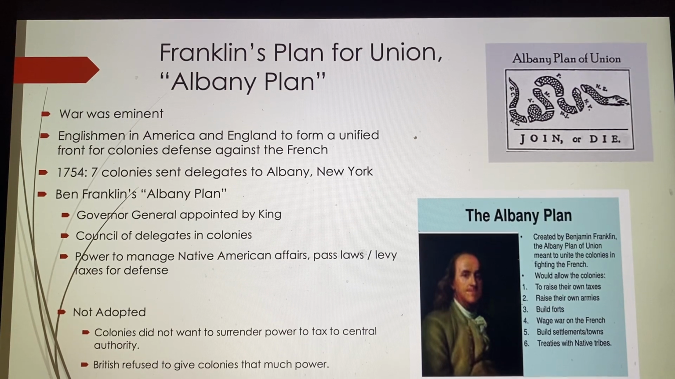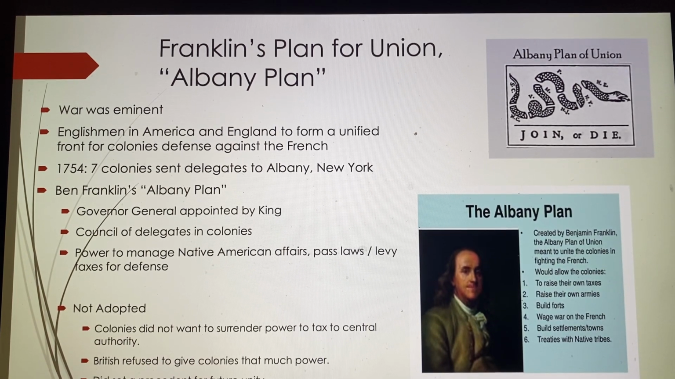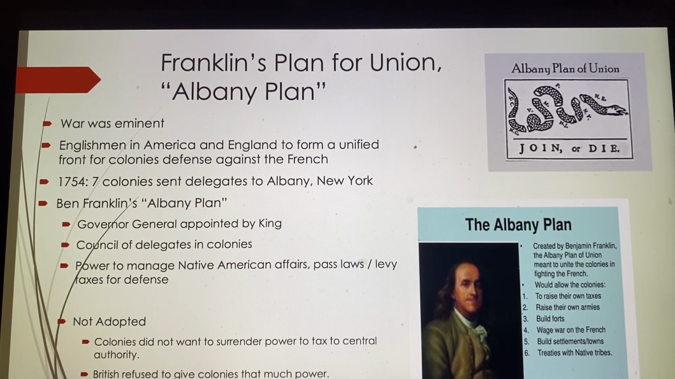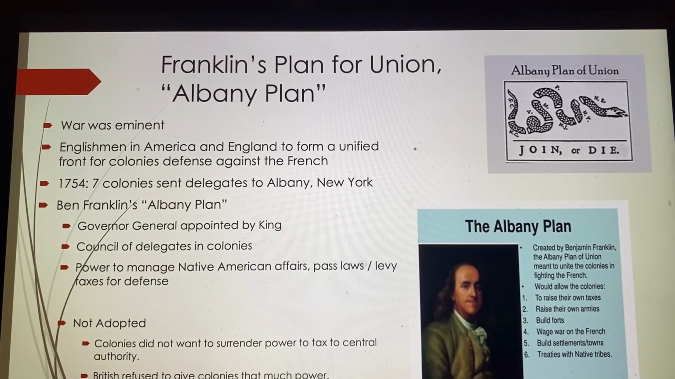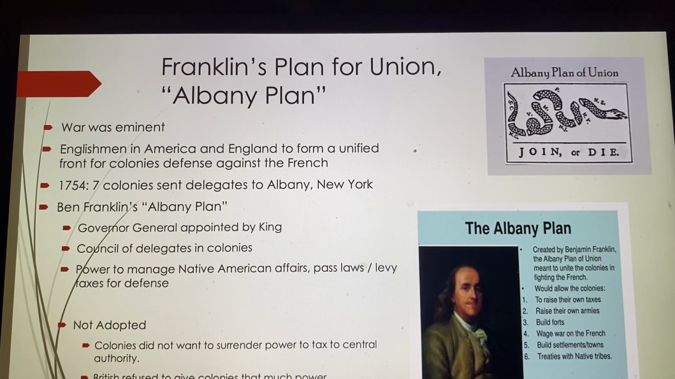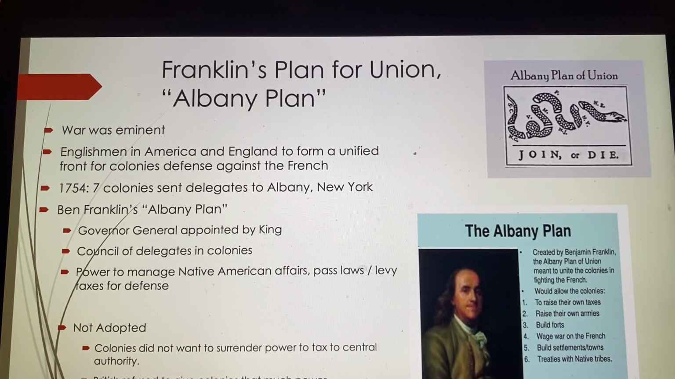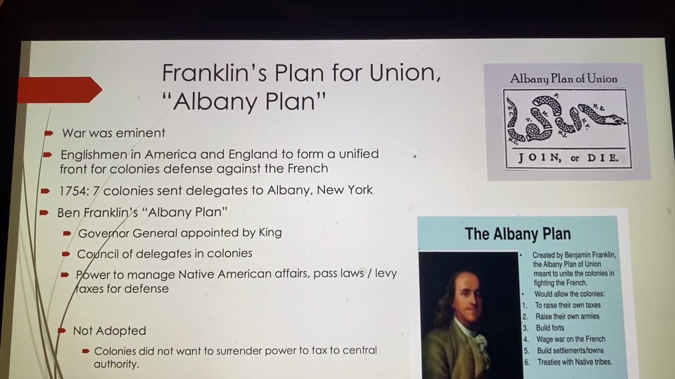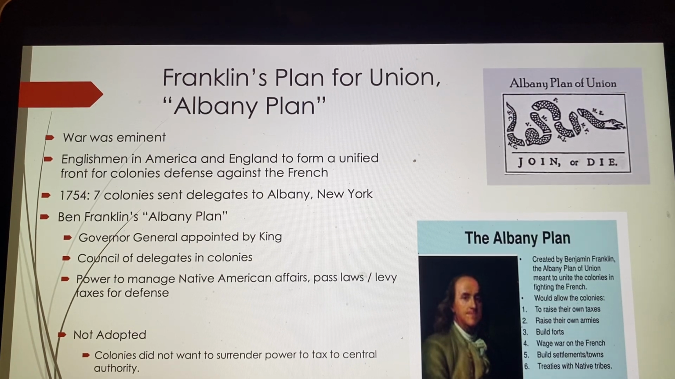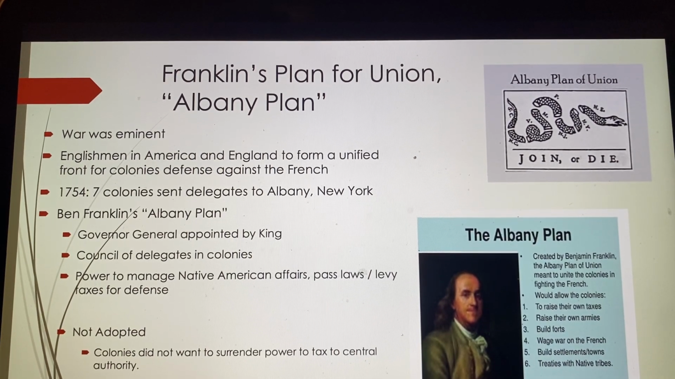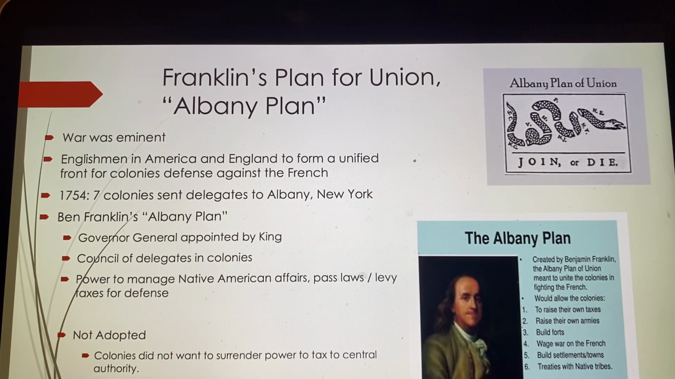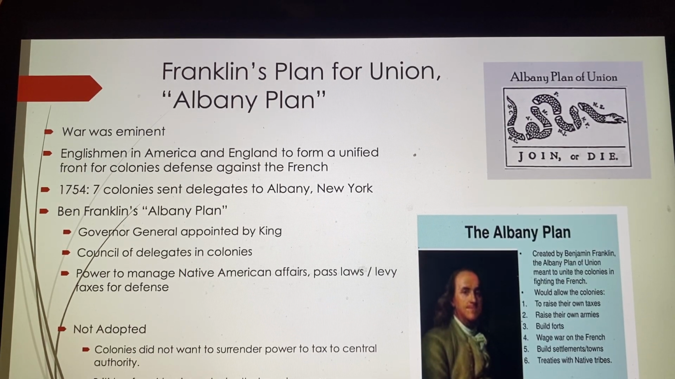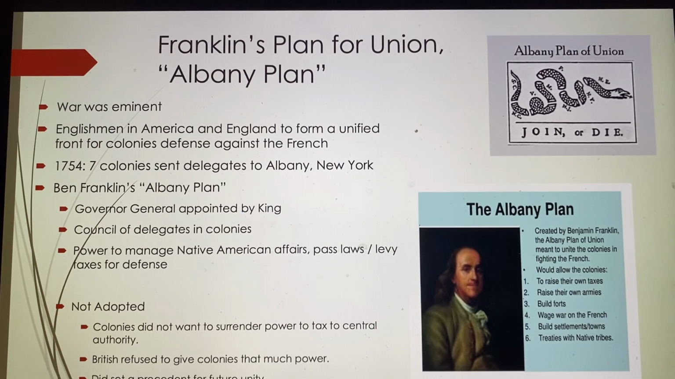We're not united. We need to unite against the French, or the French are just going to come and take us over. So in 1754, 7 colonies sent delegates to Albany, New York, where Benjamin Franklin was. And Benjamin Franklin put forth this Albany Plan. The governor general was appointed by the king, and they would have a council of delegates in the colonies. They would have power to manage Native American affairs and to pass laws and to levy taxes for defense, so they can get weapons and stuff together. So with this Albany Plan, he wanted to unite the colonies that weren't united, to bring them together so that they can actually raise money to be able to defend themselves against France. Well, guess what? Was it adopted?